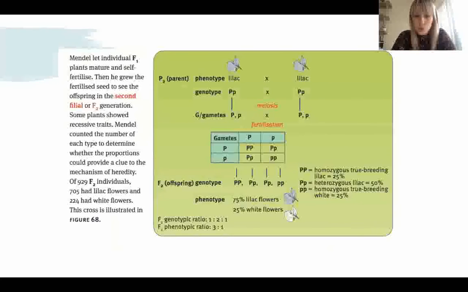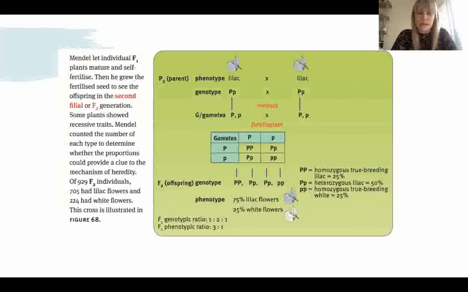Then you use a Punnett square, and you get the offspring, 4 different offspring with 1 capital P capital P, 2 capital P, small p's, and 1 small p, small p. The phenotypic ratio, as I've explained before, will be 3:1, 3 lilacs and 1 white flower. So it's important to note that although both parents were lilac, it is possible for them to have white flower offspring.